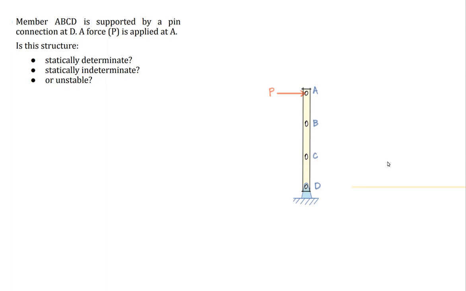In this problem, we want to look at an assemblage of elements, some of which we're going to classify as rigid and some of which we're going to classify as flexible. We have a rigid member, ABCD, and it is pinned at D. There is an applied force up at A. And our question is: is this structure statically determinate, statically indeterminate, or unstable?